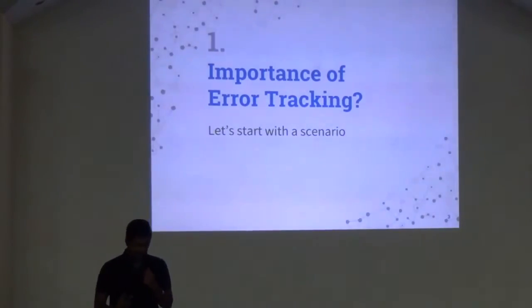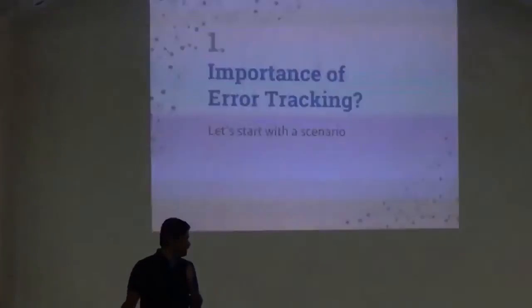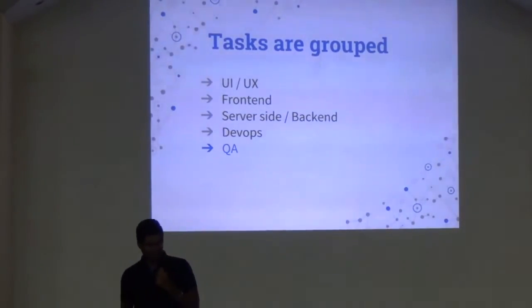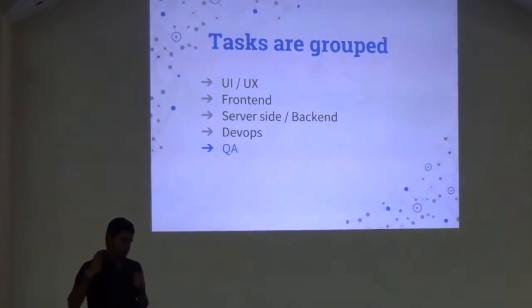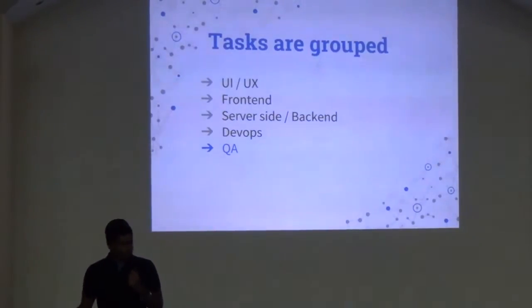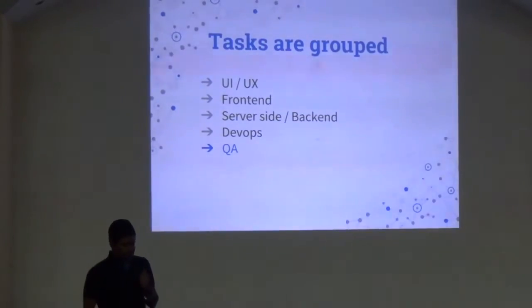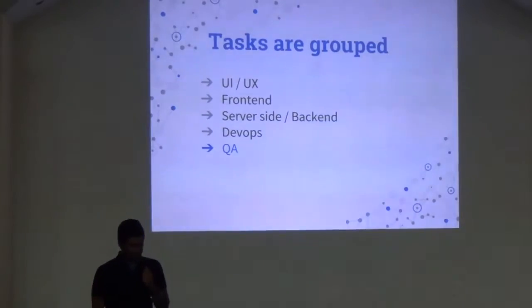When you are working in a company, usually in a project, the tasks are grouped into 4 parts, or more than 4 parts. But in a basic project, there's a UI/UX team, a front-end team, then a server-side or back-end team, a DevOps team, and finally, a QA team. This QA, you have noticed that it's in blue color because it's very important.